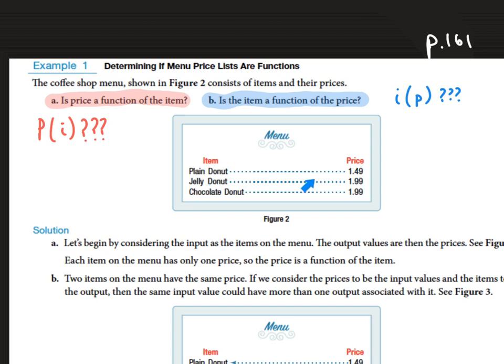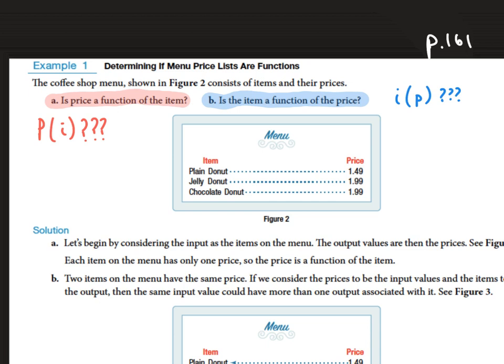Hey, I want a jelly donut. That costs $1.99. Hey, I want a chocolate donut. That costs $1.99. So every time I pick a particular input, it corresponds to a particular output. I don't say I want a plain donut, and then one time they say it's $1.49, and another time they say it's 89 cents. There's only one output associated with each input. So yes, the price is a function of the item.